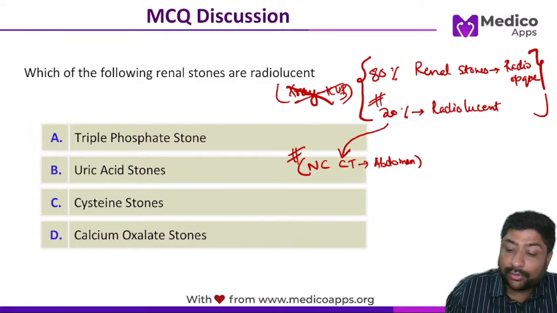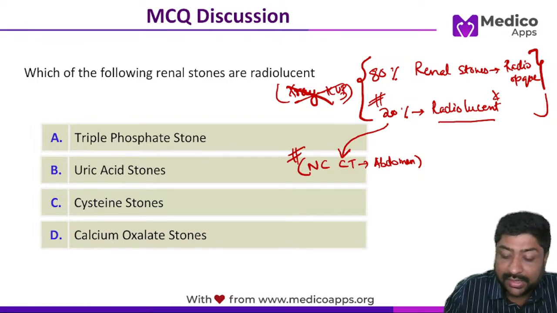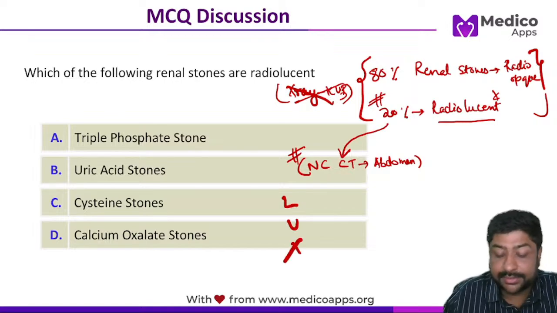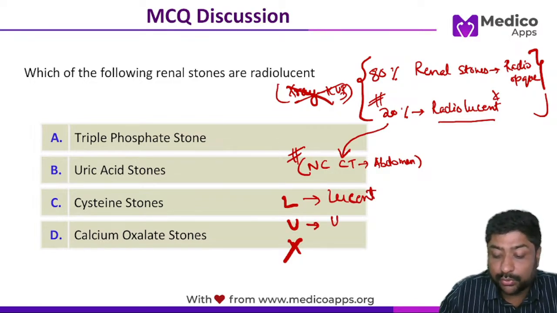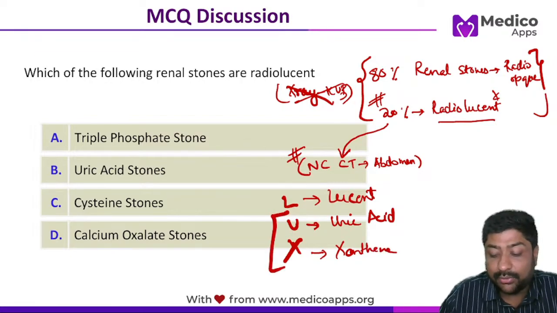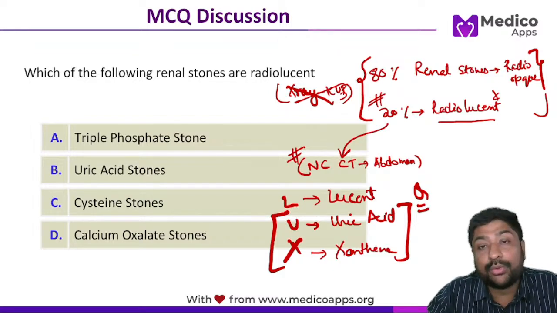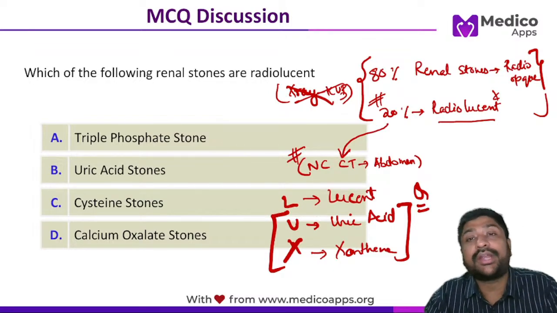So whenever we are talking about radiolucent stones, remember the code word LUX. L stands for lucent, which will help you remember that we are talking about radiolucent stones. U stands for uric acid, and X stands for xanthine. So xanthine and uric acid are the only two stones which are radiolucent. Rest all the stones are radio opaque.